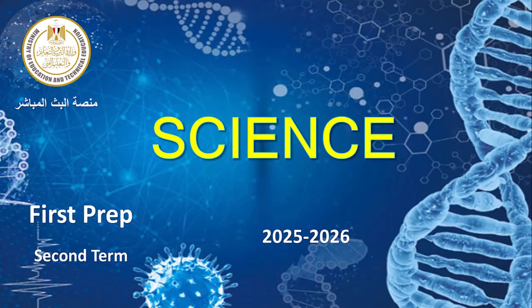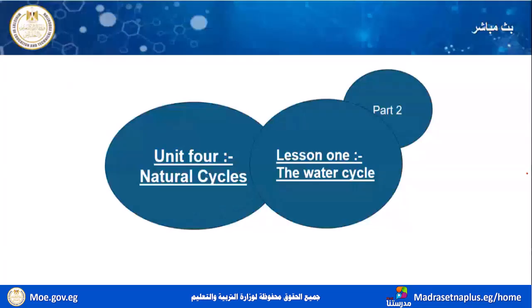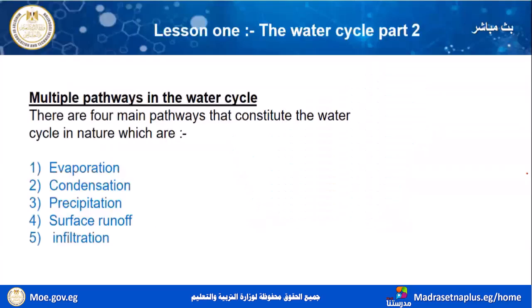Today we will study Unit 4, Natural Cycles, Lesson 1, the Water Cycle, Part 2. Main pathways in the water cycle. There are five main pathways that constitute the water cycle in nature, which are number 1, evaporation, number 2, condensation, number 3, precipitation, number 4, surface runoff, number 5, infiltration.